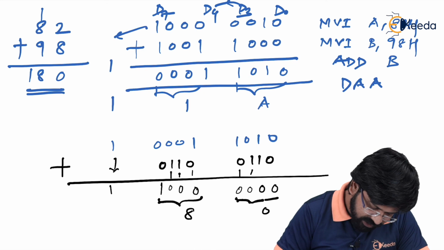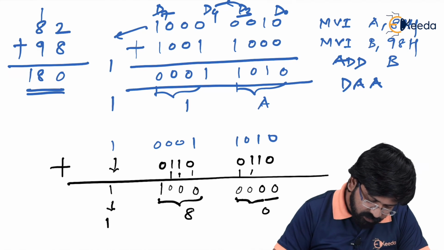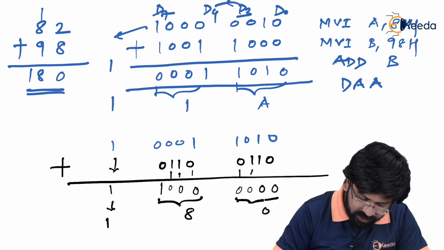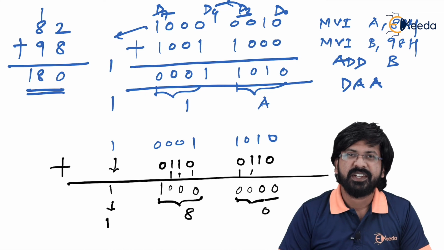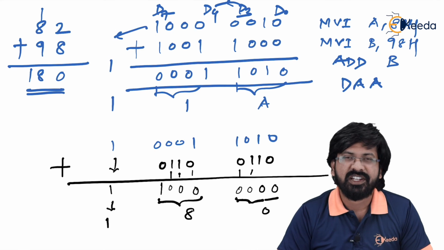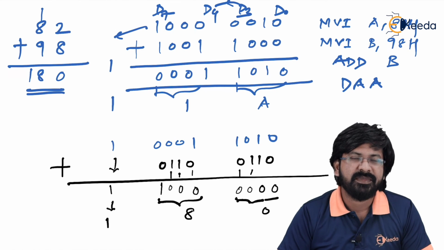As you can see, this is 8 and this is simply 1, which is now equal to 180 in base 10. So this is the result that we were expecting. Is that right? So this is how the DAA instruction really helps you for BCD addition. Thank you.